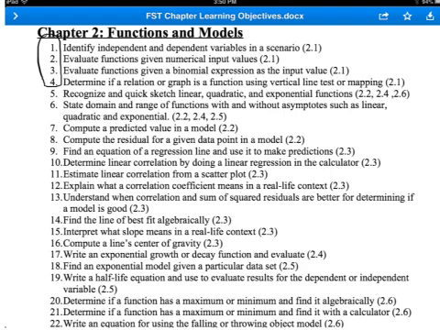Number 4, determine if a relation or a graph is a function using a vertical line test or mapping. 3, evaluate functions given a binomial expression. And 2, evaluate functions given a numerical input. And then the fourth one, or in this case number 1, that is going to be new for you, is just vocabulary about identifying independent and dependent variables in a scenario. So let's go ahead and do that.